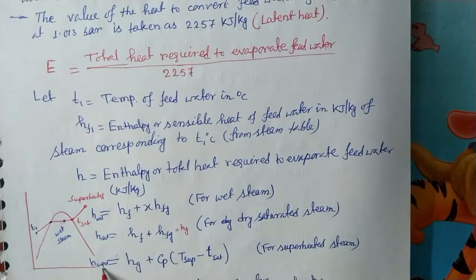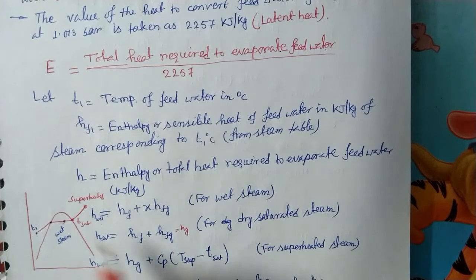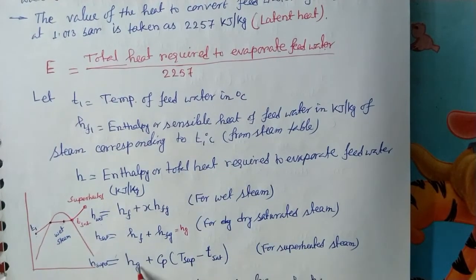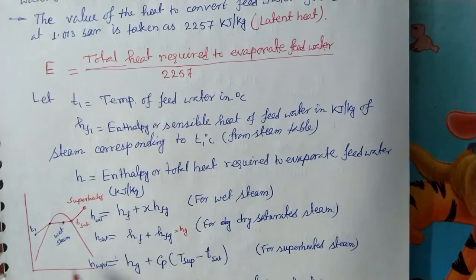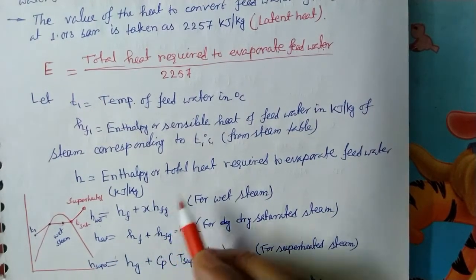And then we have h superheated. h superheated is hg plus Cp into T superheated minus T saturated. So by this equation we need to find the total enthalpy or total heat required. Okay, so according to the condition of the steam we have to use any one of these three equations.